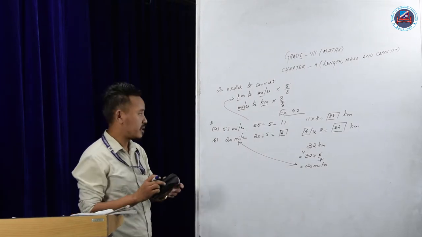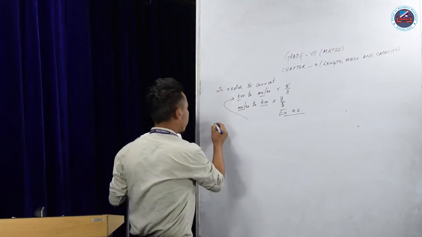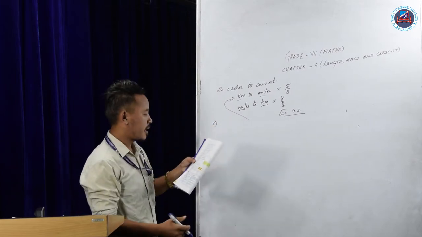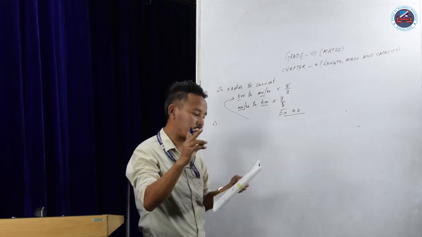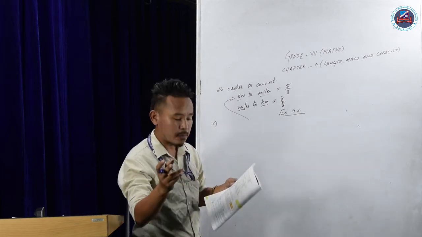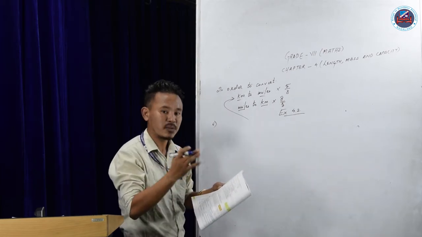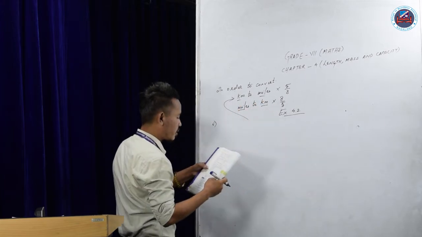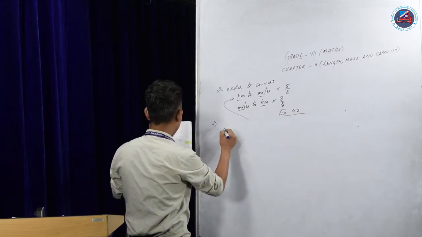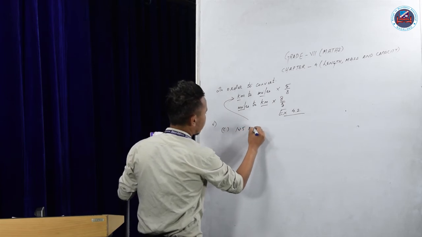So moving on to question number 6. Simple. I shall do only one sum here because it's the same as question number 4. But the difference here is that in question number 4, we converted distance from kilometers to miles. Here we will convert from miles to kilometers, right? We will use the same thing, miles to kilometers, multiplied by 8 upon 5.